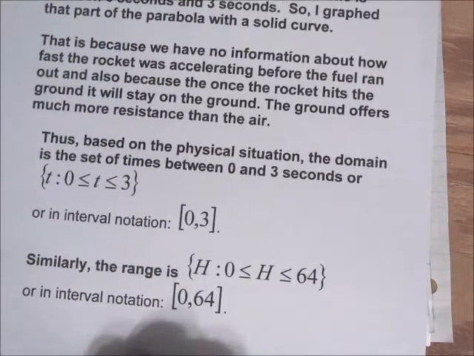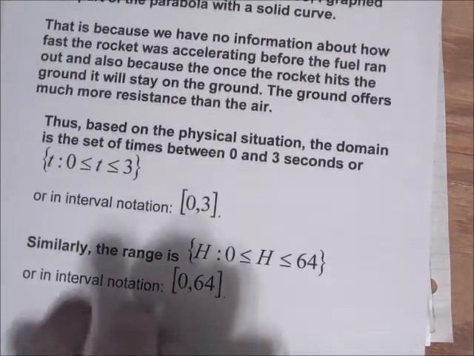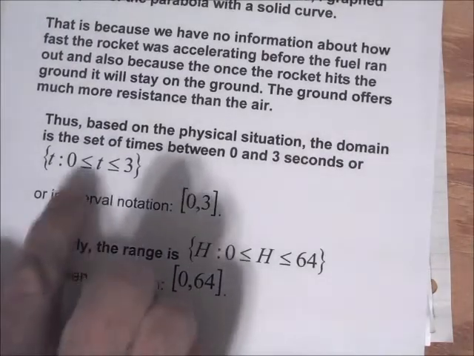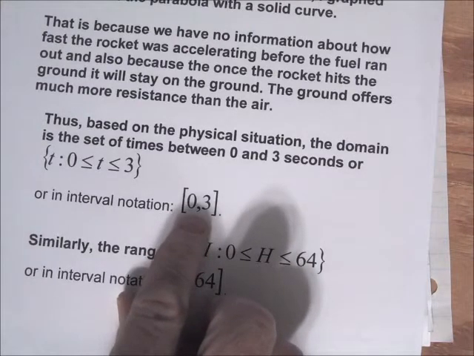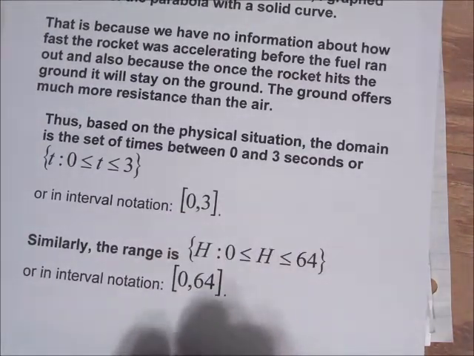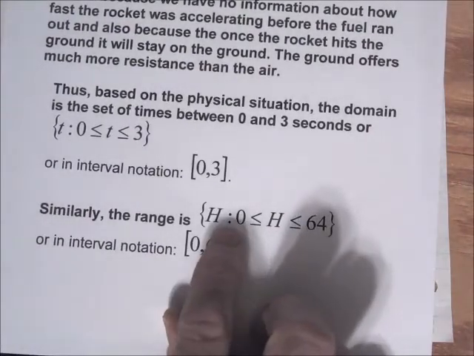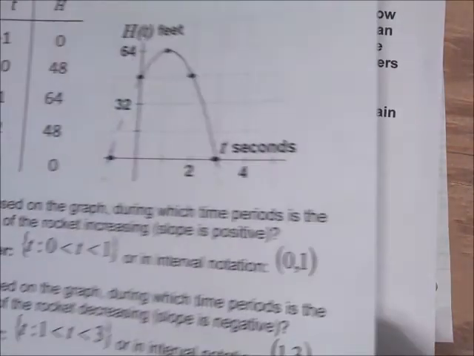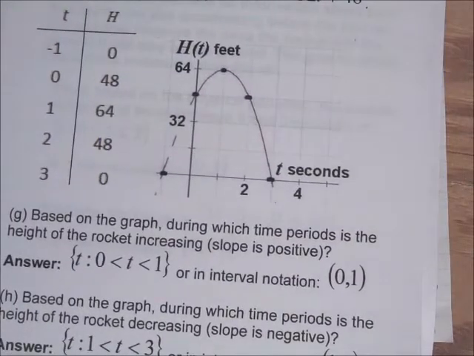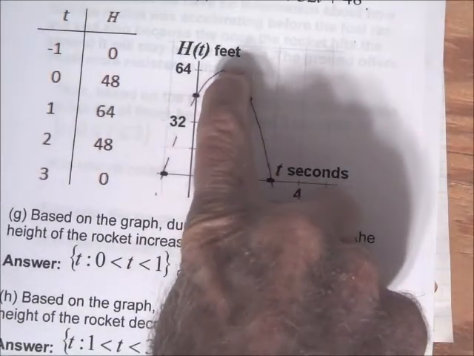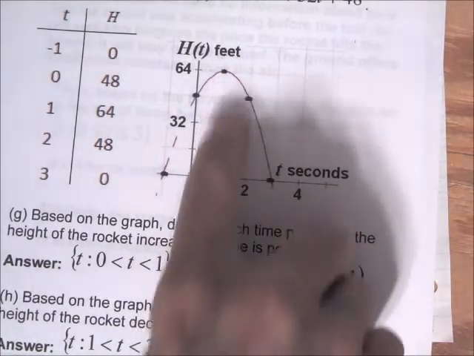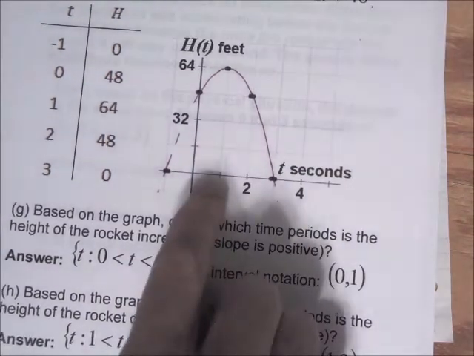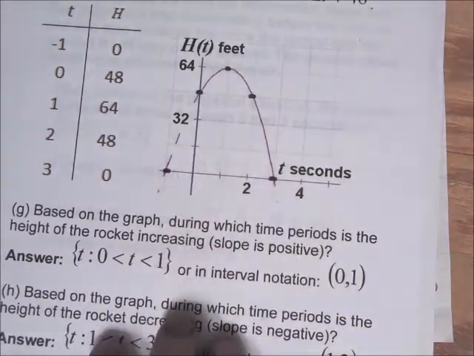The domain, because of the physical situation, the formula only makes sense from time 0 to 3 seconds. So the domain in interval notation is [0, 3] with square brackets, and the range is from 0 to 64, at least that appears that way from the graph. The maximum height is 64. The minimum height is 0. So the range goes from 0 to 64 feet, and the domain goes from 0 to 3 seconds, just based on the physical situation.